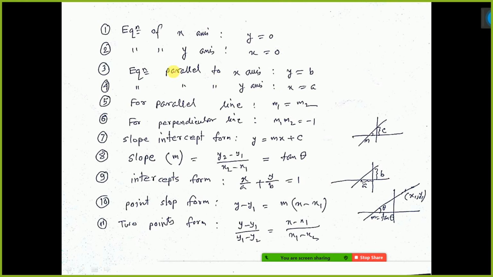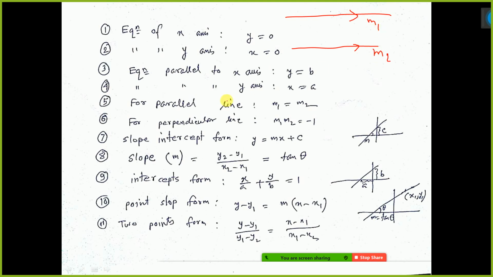So this is the equation parallel to x-axis, this is the equation parallel to y-axis. Now for parallel lines, let's say this is one parallel line and this is another line. These two lines are parallel. Then for parallel lines, m1 equal to m2. m1 means the slope of this line and m2 means the slope of this line. This line will be parallel if m1 equal to m2, or if parallel then m1 equal to m2.